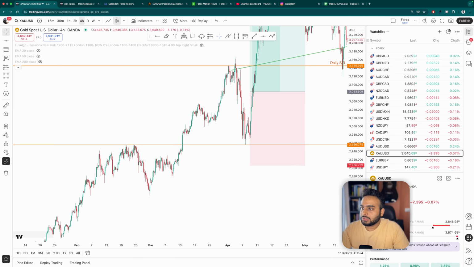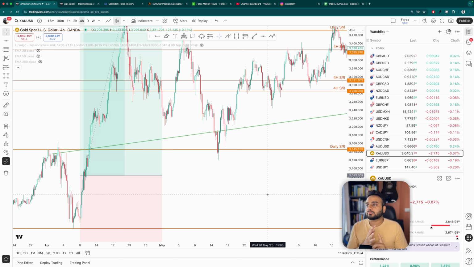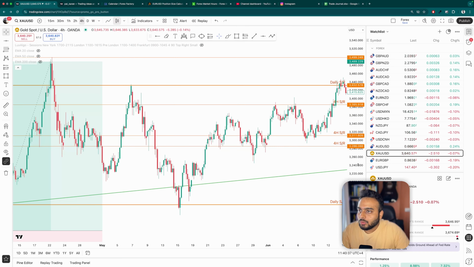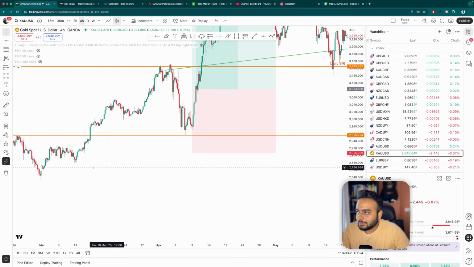Now, let's see. So we covered right now a hammer, shooting star. We also saw a doji and all these patterns. So again, candlestick patterns are important only if they are at right levels. Now I showed you these candlestick patterns at different levels.